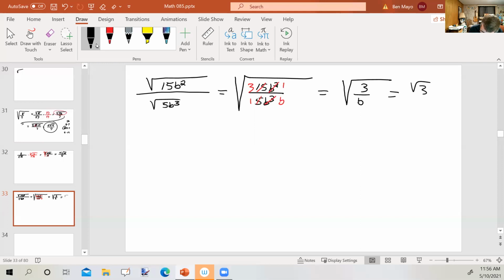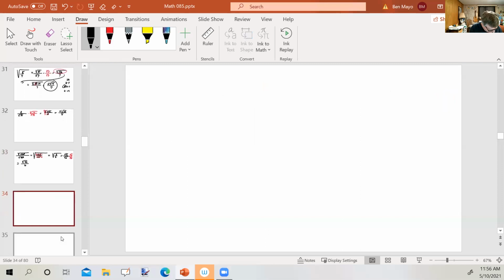So now I've got the square root of 3 over the square root of b. I'll multiply by the square root of b over the square root of b, and I'll get the square root of 3b all over b. So there you have that. Let's take a look at another problem.